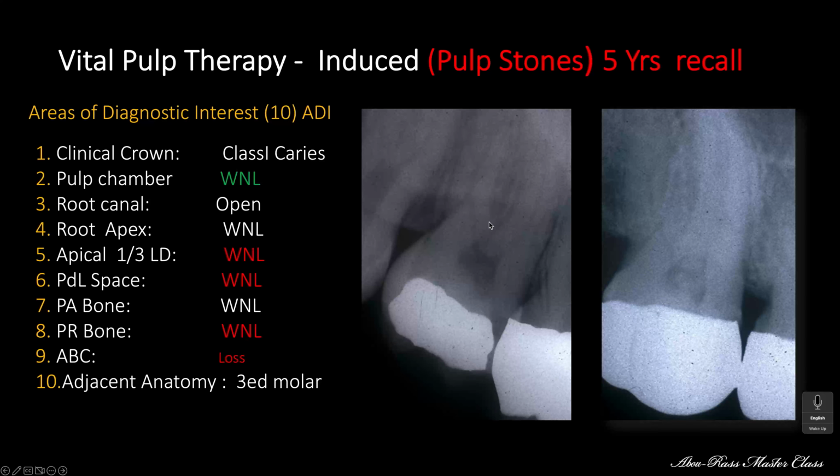This is a vital pulp therapy-induced pulp stone. This patient had caries over here. We did vital pulp management, vital pulp therapy, and this is a new restoration, conservative, no endodontic treatment, and this is the case 5 years later. Free pulp stone. Everything else within normal limits.